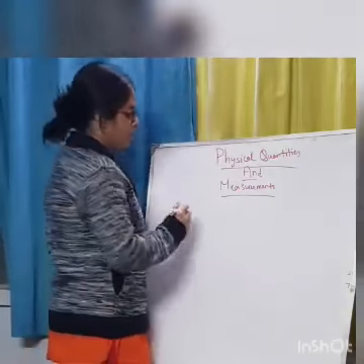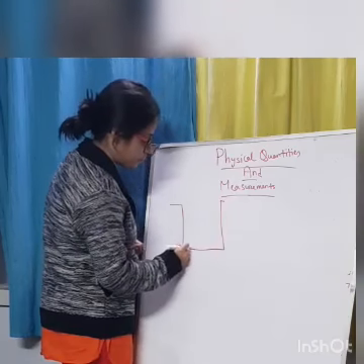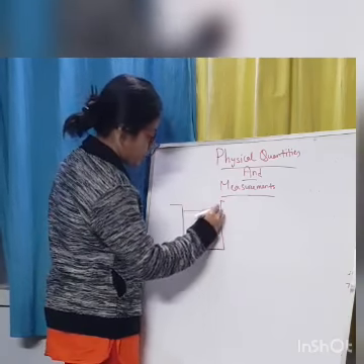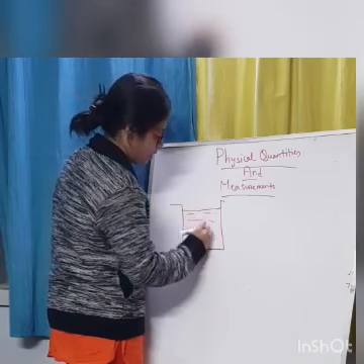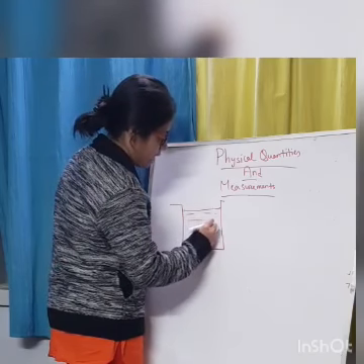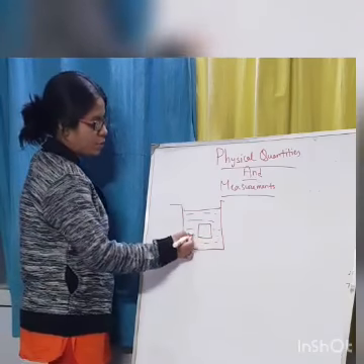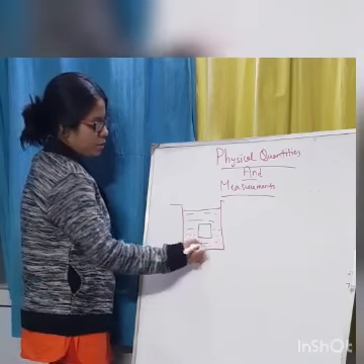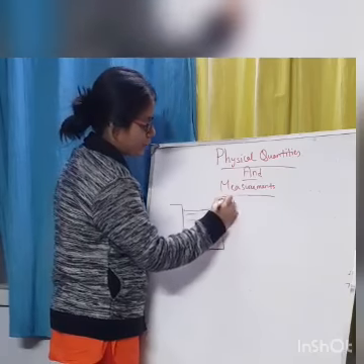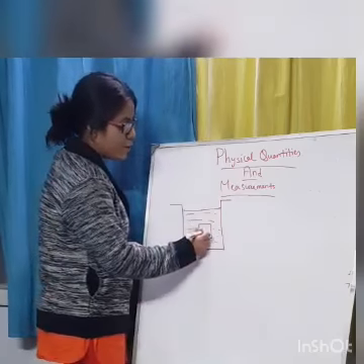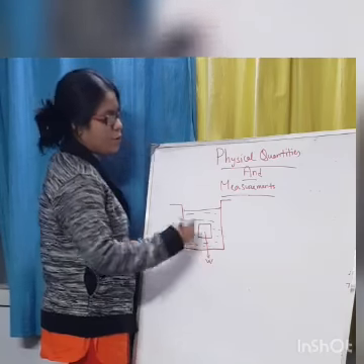What happens when we put a certain body in water? Suppose this is a fluid in a vessel and we have immersed a body in this. What are the forces acting on this body? Number one, the first force which comes into play is the weight of the body, which is acting in the vertically downward direction.